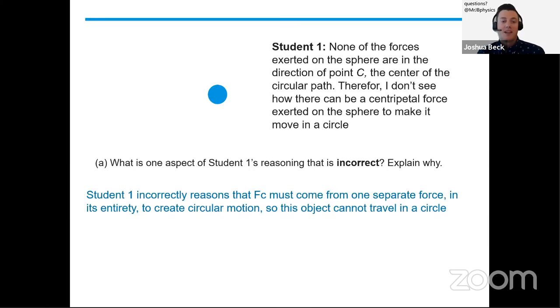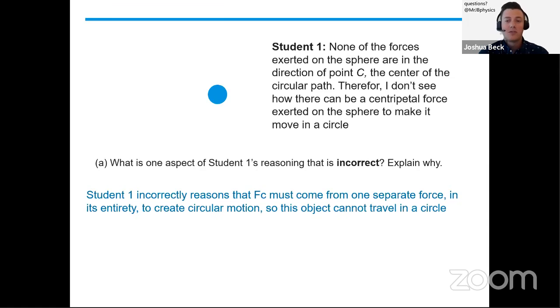So I'm going to start this by saying student one incorrectly reasons. I like to start with something like that. If I'm trying to explain what is incorrect about somebody's statement, I like to explicitly say student one incorrectly stated or reasoned and then go on with it. If I didn't put that in there, sometimes it can be confusing. Am I starting to add my own explanation? Am I starting to explain why that's incorrect?